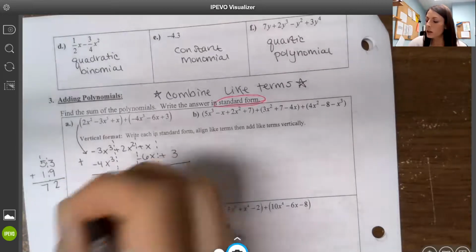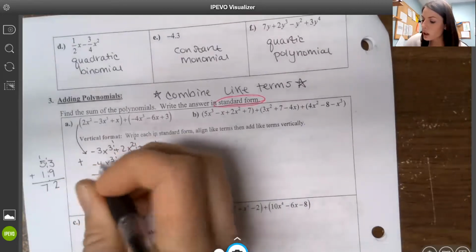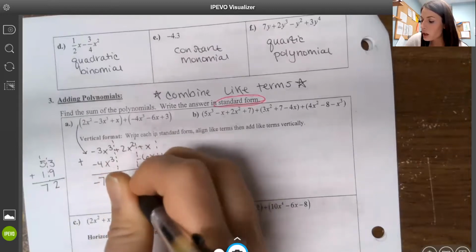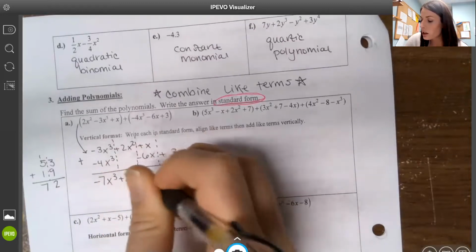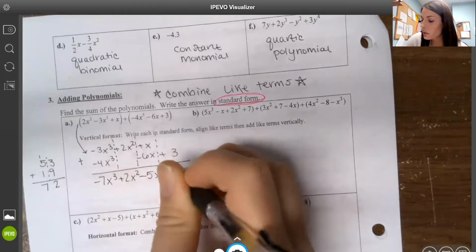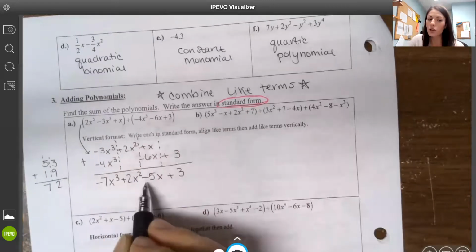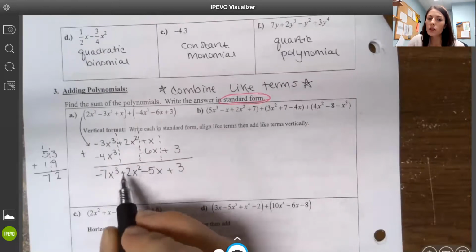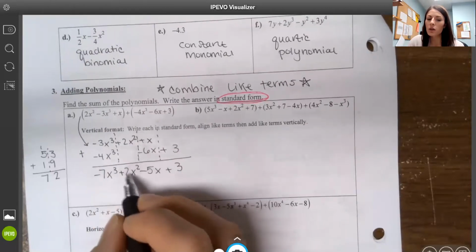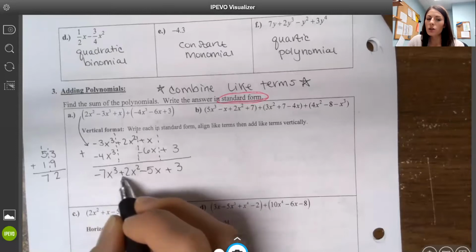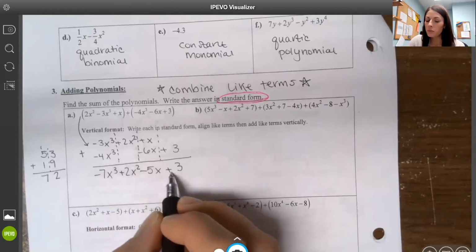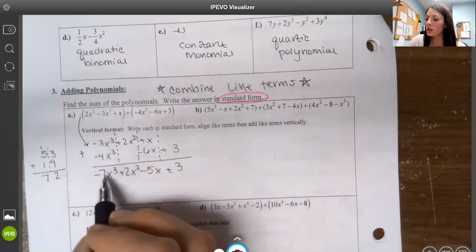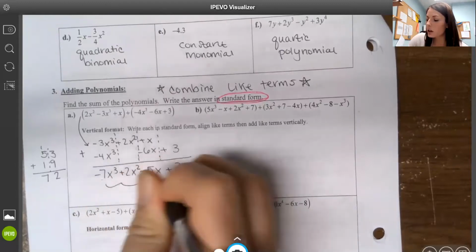So now I'll just combine like terms. So all together for my x cubes, I have negative 7x cubed, 2x squared, negative 5x, and positive 3. And it's important that each term is connected with addition or subtraction. Sometimes students lose the addition when I just have a positive number. Make sure that each term has addition or subtraction between it.